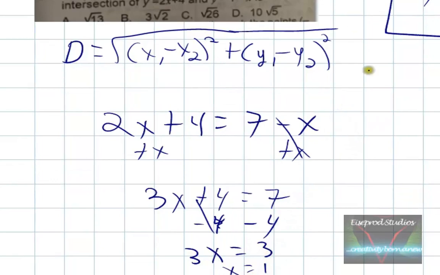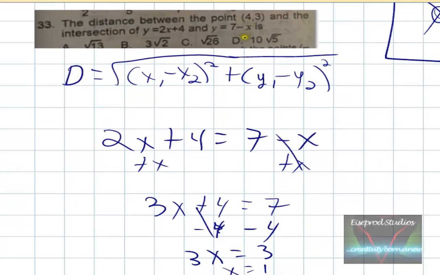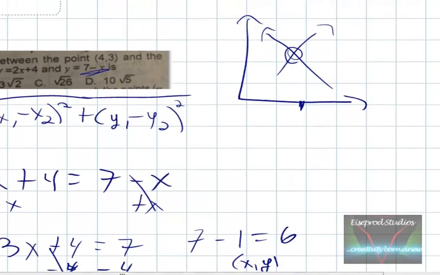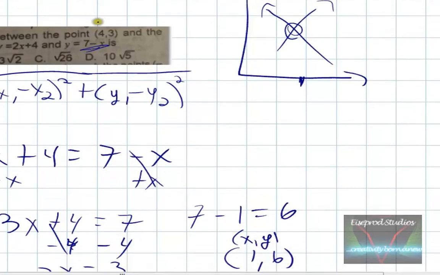So now I can take that and plug it into one of these equations. I'm going to use this one since it's simpler, and that will give me my y value. So it's 7 minus x, so 7 minus 1, since we know x is equal to 1, so that's 6. So our point, our ordered pair, is going to be 1, 6, because remember it's in x, y form. So now we know that point, and it wants us to find the distance between the point 4, 3 and the intersection that we just found.